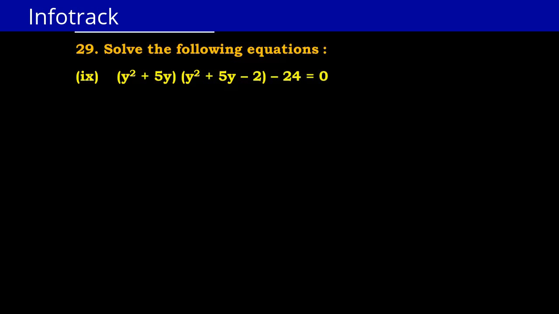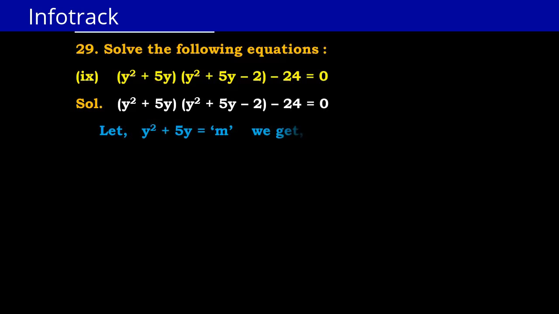Solve the following equation. y square plus 5y into bracket y square plus 5y minus 2, minus 24 is equal to 0. See student, we can observe in this equation y square plus 5y is the common same term. So let us consider y square plus 5y is equal to m. We get m into bracket m minus 2 minus 24 is equal to 0. So m square minus 2m minus 24 is equal to 0.